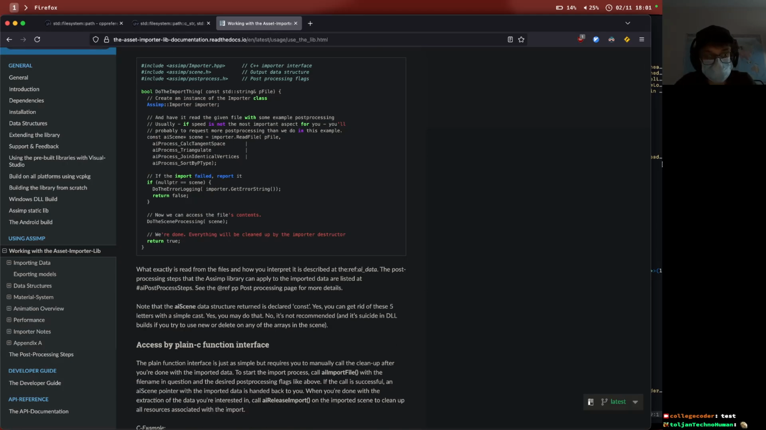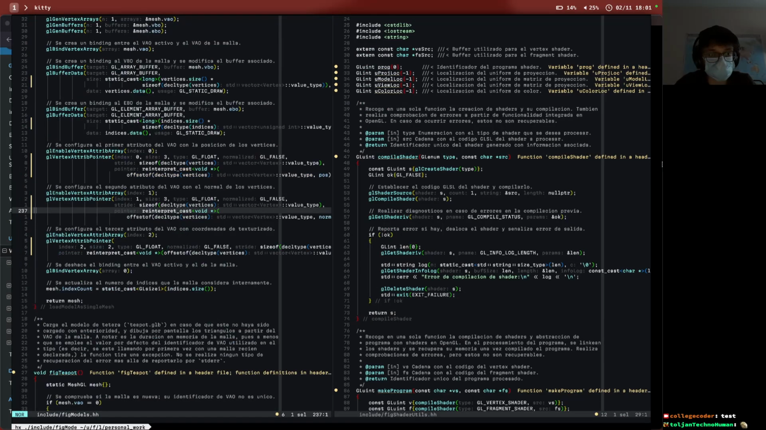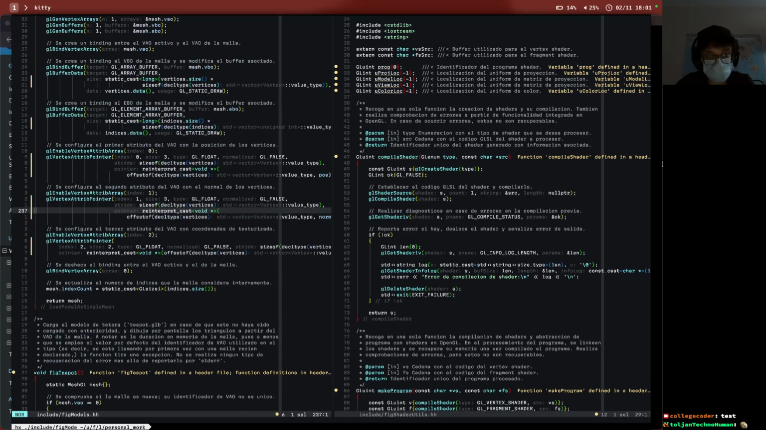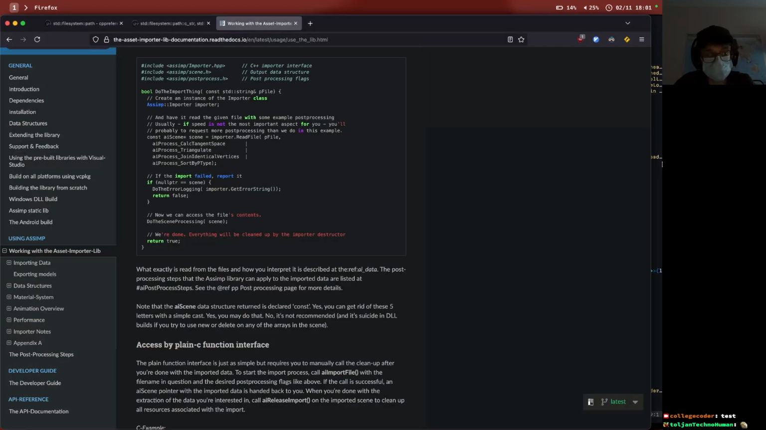If the import fails, in our case, we don't compare with null pointer, we just make the implicit comparison in the if. It does the error logging, importer get error string. I do believe it's doing that as well, right? Yep, importer get error string and return false. In our case, though, we can return false.